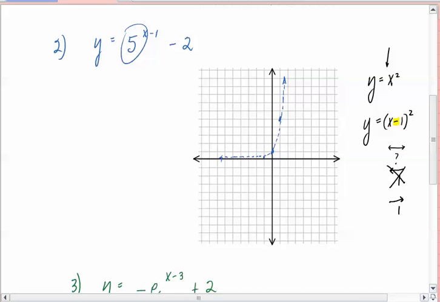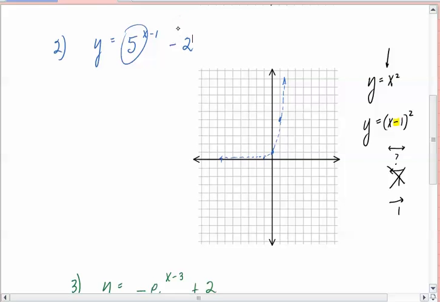Now I'm going to do this, right? I'm going to move it. Actually, the vertical typically needs to be the last movement. So we're going to go ahead and do the horizontal first. Which way? We're going to move it to the right 1. So we're going to move every point to the right 1. Every point to the right 1.